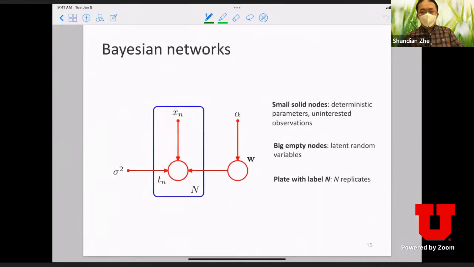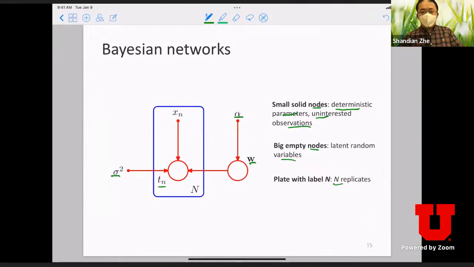So here is a more succinct way to represent the whole joint probability. We use small solid nodes to represent deterministic parameters and uninteresting observations, like xn, because xn is given. We're not trying to estimate xn itself. Xn is just some constant. So here it will include the prior parameter alpha and the noise variance sigma squared, and also each input xn. Then we use big empty nodes to represent latent random variables. Here we assume W is unknown, a latent random variable, and the output given the input is also unknown, so we use big empty circles to represent them.